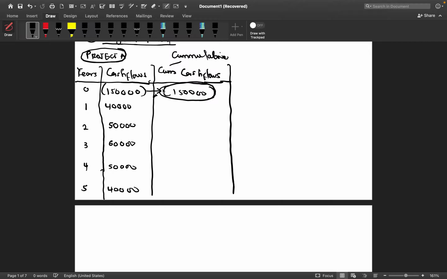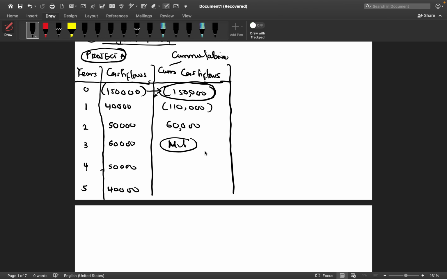Subtract 40,000. I have 110,000 on the calculator. Now maintain the 110,000 on the calculator, subtract 50,000. So we are getting 60,000. Now maintain the 60,000 on the calculator, subtract 60,000. That gives us 0. But in finance, we don't really consider 0. We write it as nil. It's the same concept.